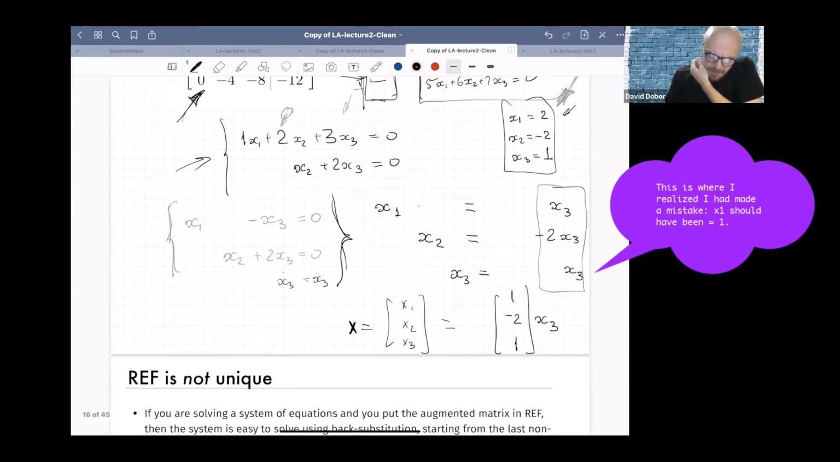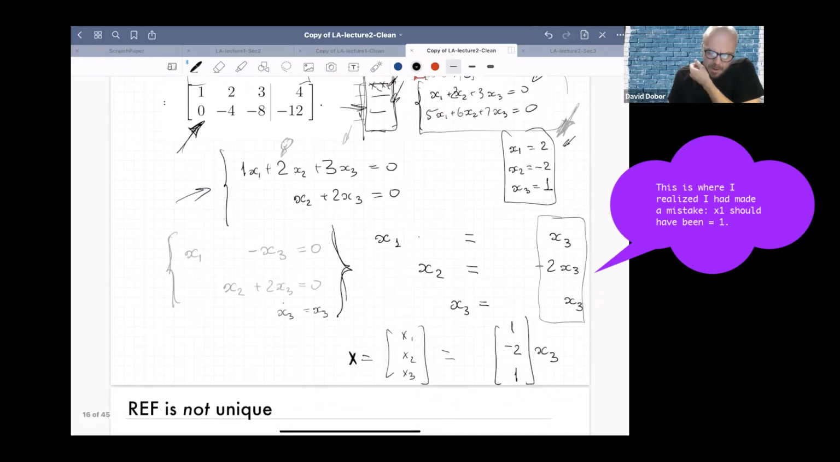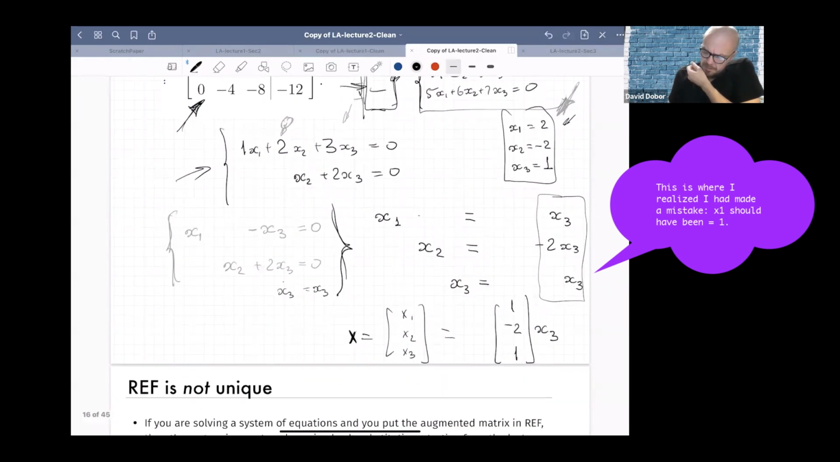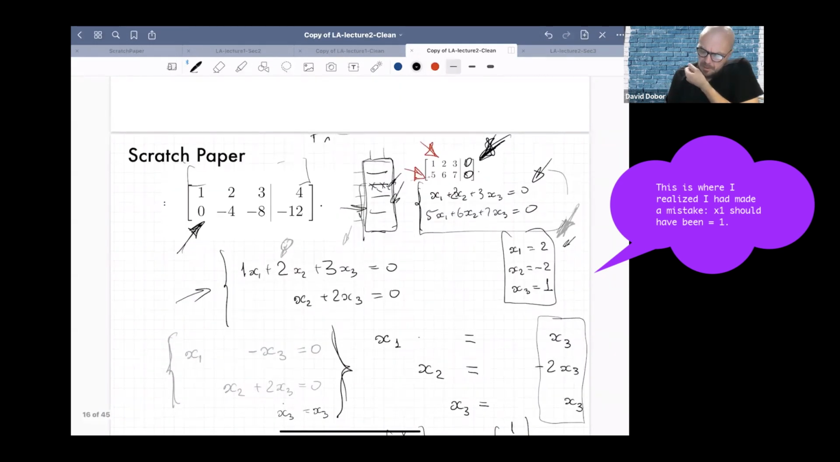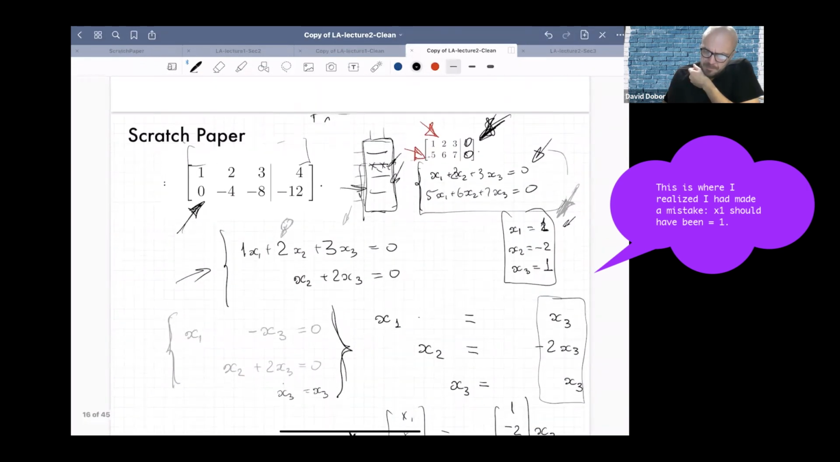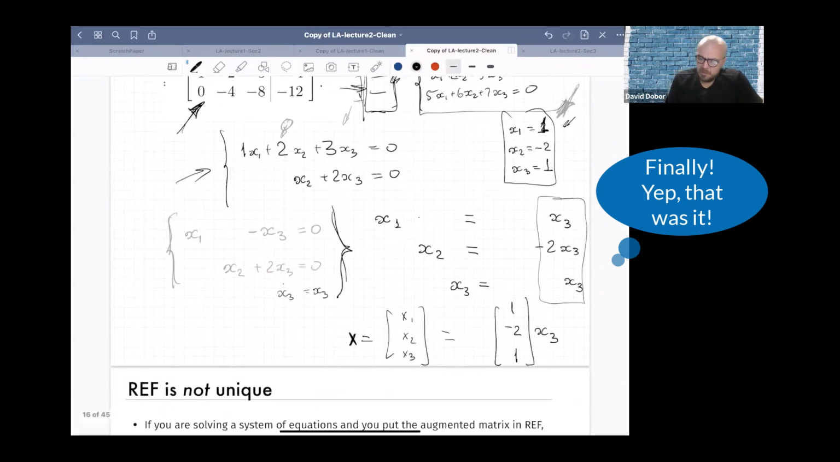Did I make a mistake? x3 is something, x2 is minus 2 times that. This should be correct. Did I make a mistake here? Should be 1, right? All right, so people who are watching me, what happened here? This should be 1, right? And minus 2. So this is the set of solutions to the homogeneous system.